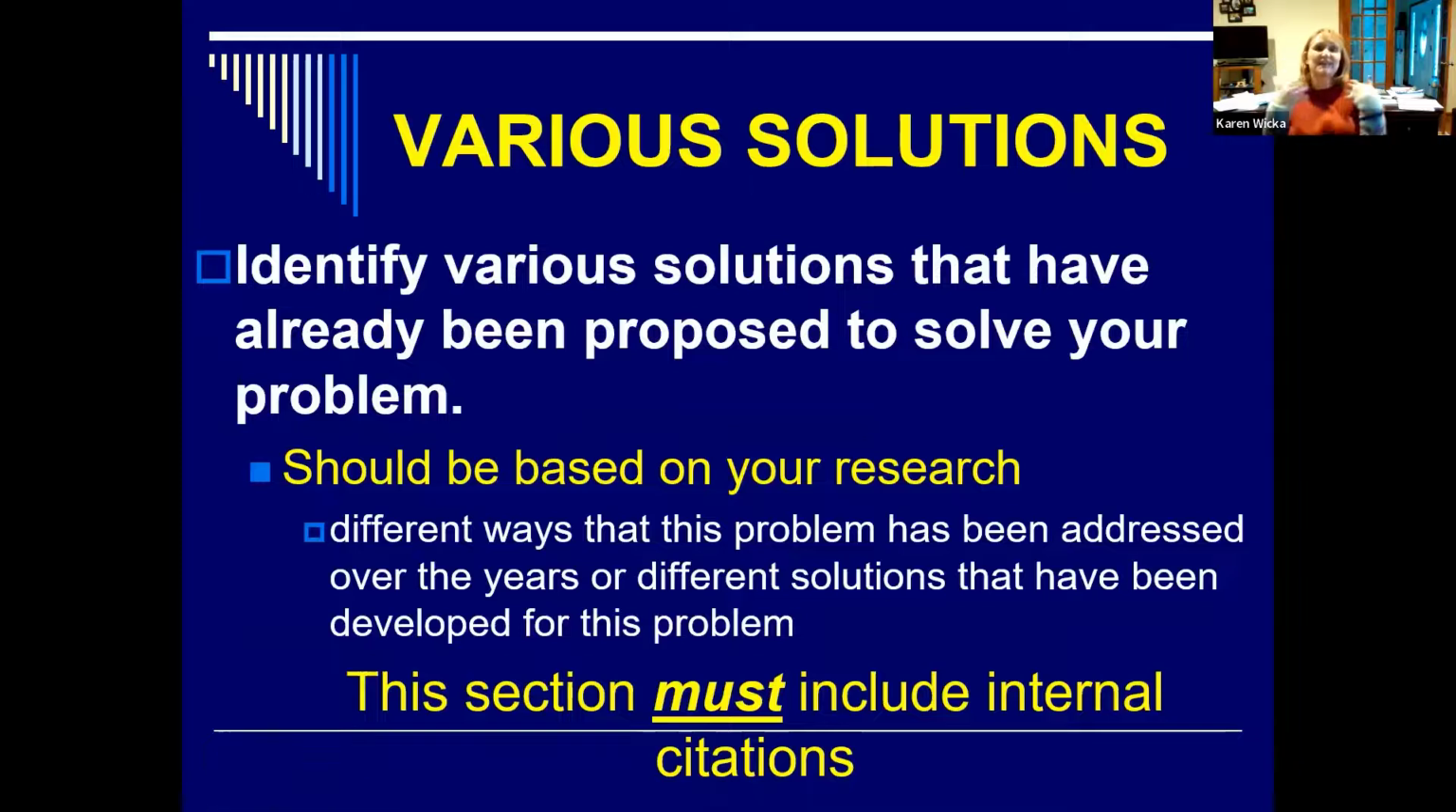The next section is identifying various solutions to your issue. So you have the death penalty. What are different solutions to the death penalty? We don't have it at all. We have it in limited circumstances. We have it all the time, right? So what are some of the different solutions that have been proposed to solve your problem? This should be based on research. When you do your research, hopefully you found some sources that talk about ways to resolve this issue or problem. That's what this should be based on. It should be citing those people who have already given this issue some thought and the different things they've thought about on how to solve it.